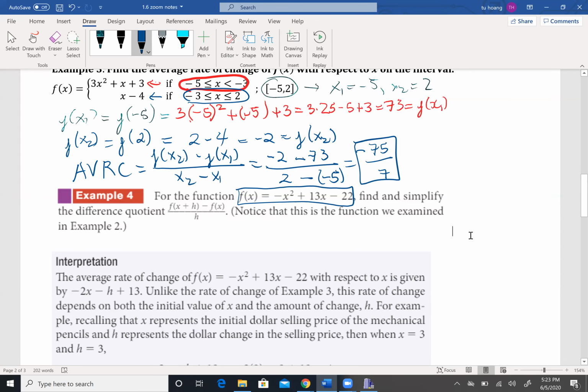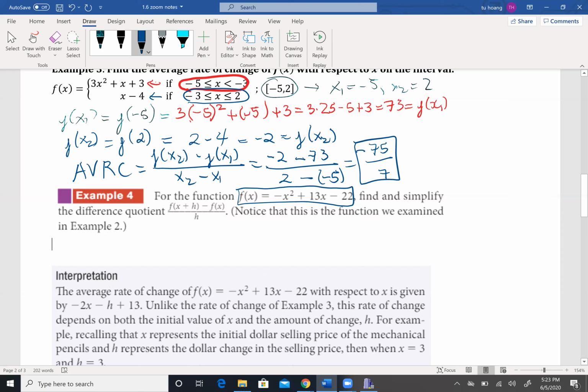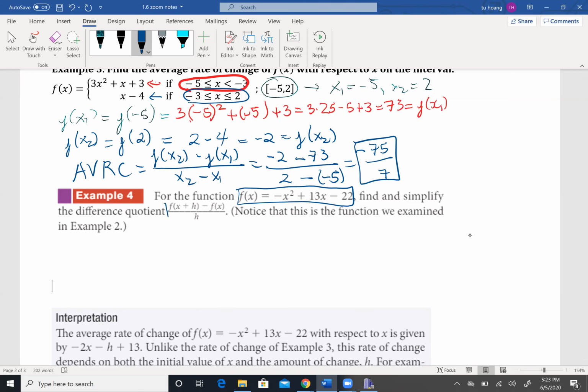So I want you to notice that this difference quotient is actually the average rate of change in version number 2.